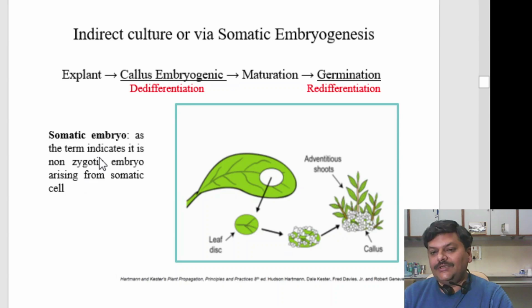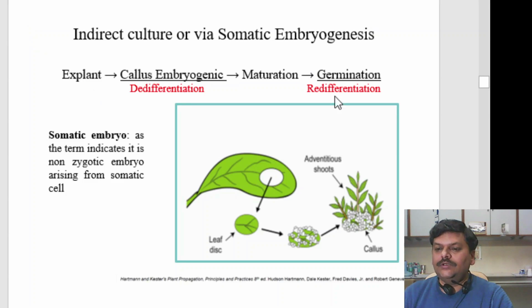The callus cells make, on the surface, somatic embryos. What is a somatic embryo? As the term indicates, it is a non-zygotic embryo arising from somatic cells. So these are called somatic embryos. In other words, they are just like zygotic embryos, provided suitable conditions. Like the zygotic embryo, they also germinate and make roots as well as shoots, and these plantlets are then transferred into potted soil and then into fields.